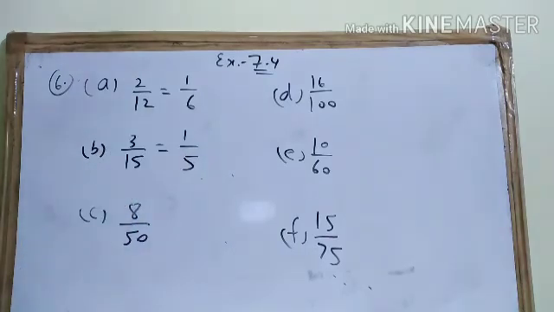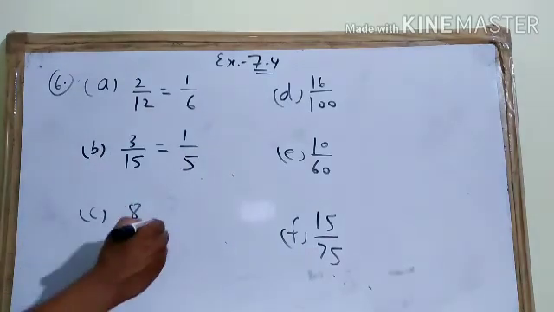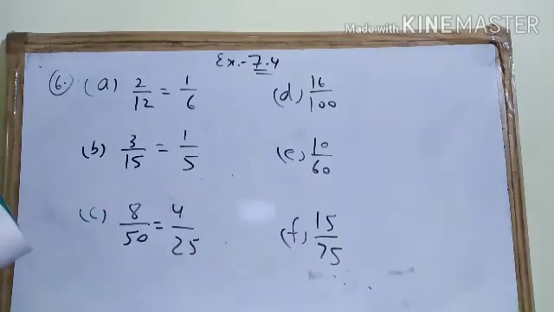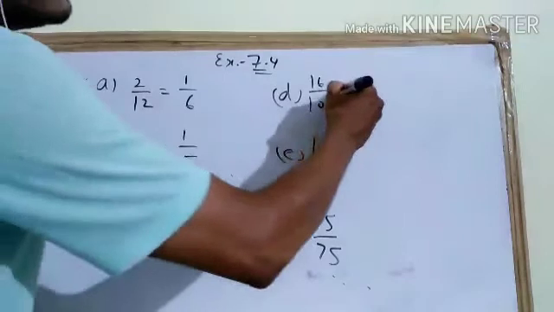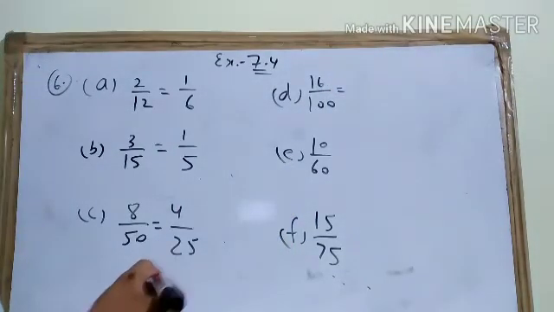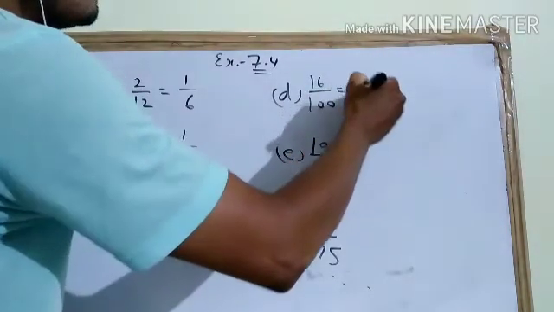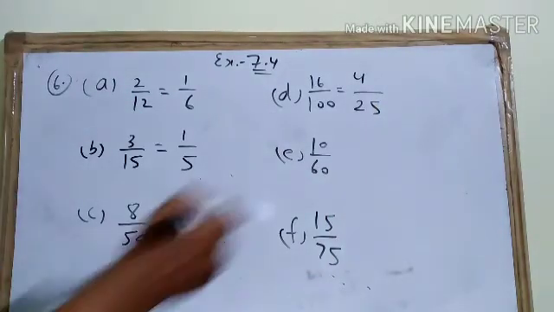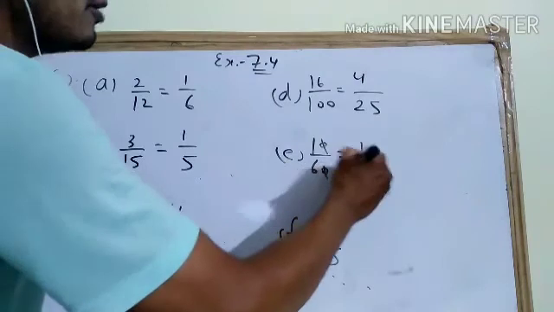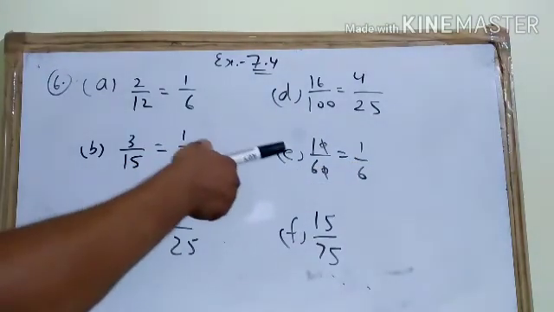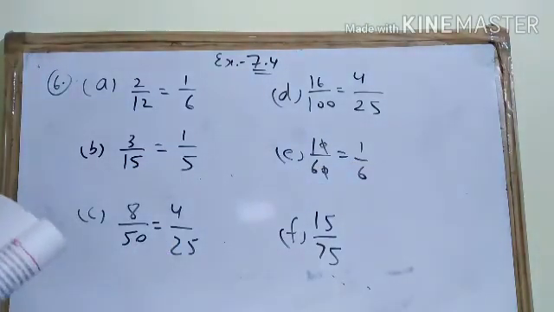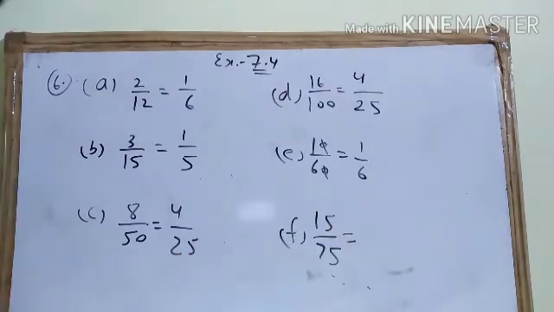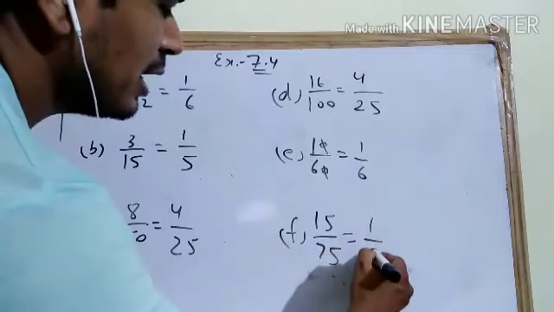And 8 by 50, both can be divisible by 2. First we can cut it to 4 by 25. Now they are not divisible. That is the simplest form. D part is divisible by, firstly you can directly cut by 4, table of 4: 4 4s are 16 and 25 4s are 100. And here you can cut directly 0 by 0, you get 1 by 6. It means you are dividing by 10. 15 by 75, this can be cut by 5 and 3, and you can cut directly by 15. You get 1 by 5.